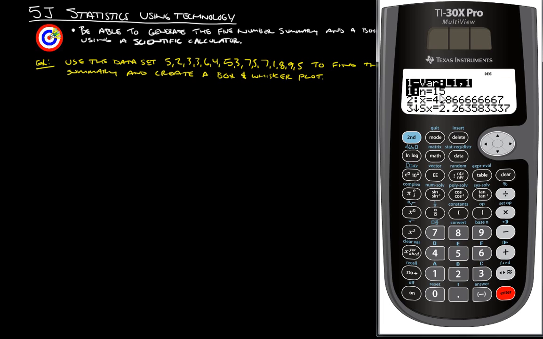N is 15. That means there's 15 pieces of data. The mean, which they're not asking for, is 4.87 if you wanted that. And if you scroll down, here's the standard deviation. They didn't ask for that either. But what we are looking for are these numbers down here, our 5-number summary. So our minimum is 1, quartile 1 is 3, median's 5, quartile 3 is 7, and the max is 9.